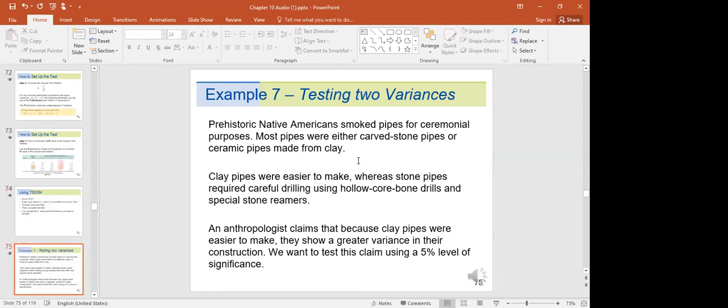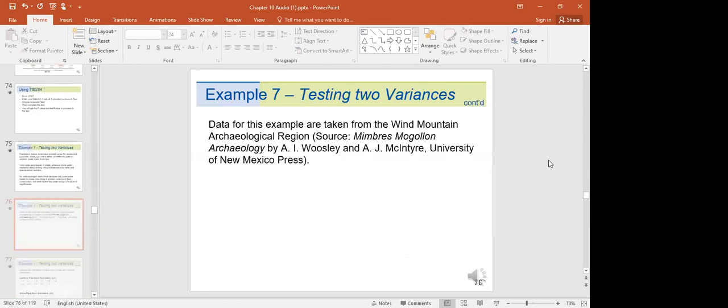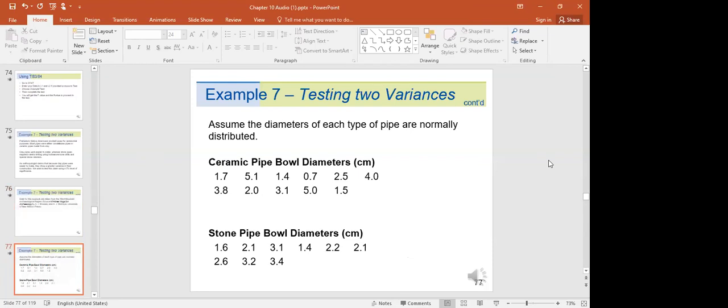Let's do an example. Because of time, I will just speak about this example and we will do it. Here in this example, we want to compare the variation of diameters of pipe made with ceramic and pipe made with stone. Naturally, we expect that pipe made with ceramic can vary more than pipe made with stone, because to curve a stone is harder than to make it with a pipe. So the data are given to us here, and we want to test the claim that ceramic pipes vary more than stone pipes.